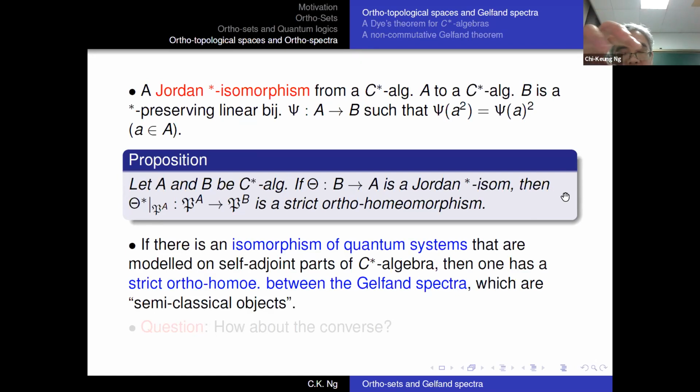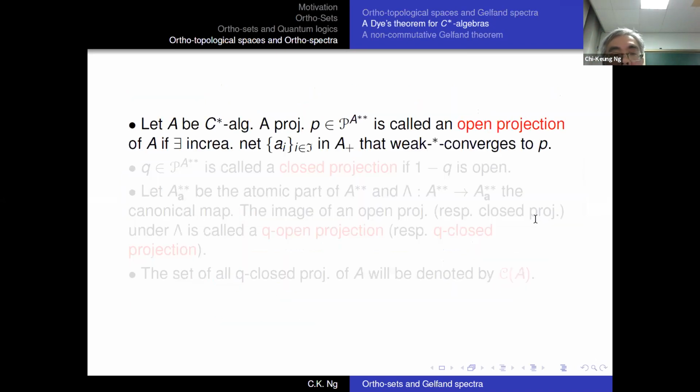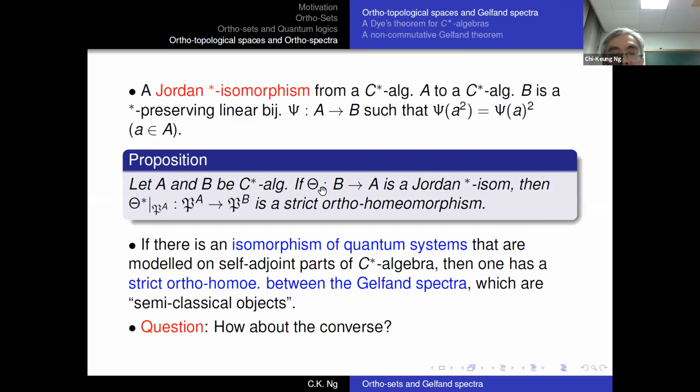If we consider something in physics terms, with a quantum system modeled on the self-adjoint part of this algebra, then an isomorphism of the quantum system will induce a strict awful homeomorphism between the Gelfand spectra. And the question is, how about the converse? Is the converse really true? This holds when one of the algebras has no two-dimensional irreducible representation.